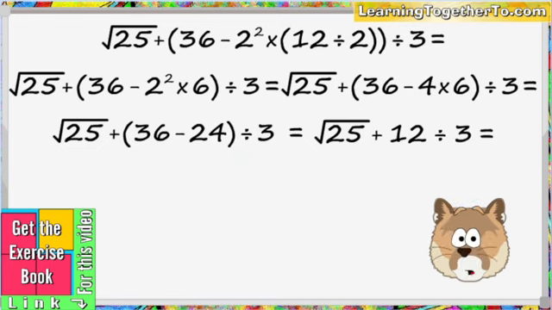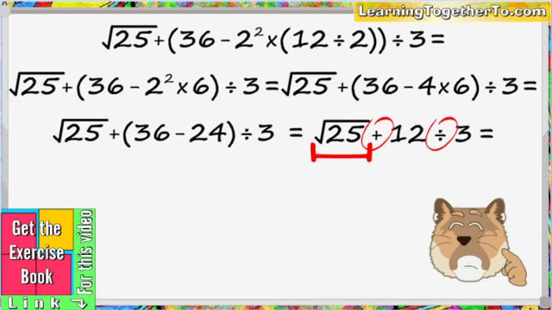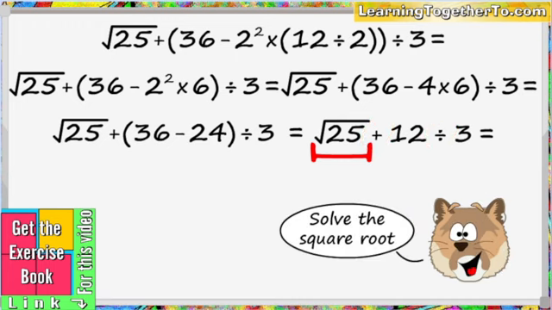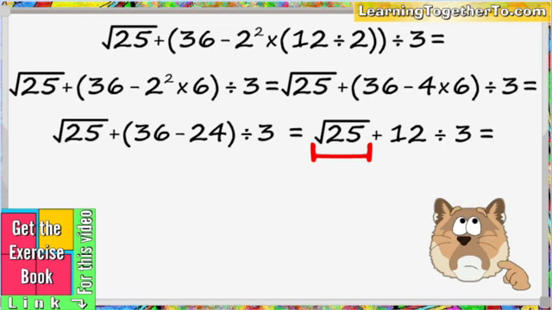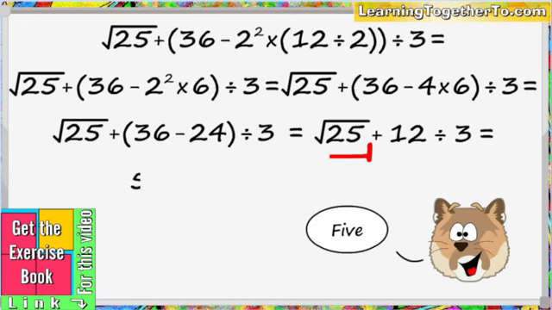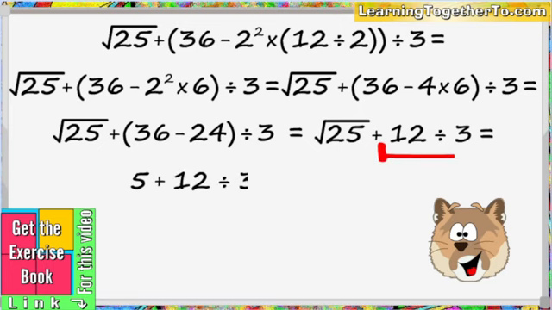Peter, now we have 3 options. Do we solve the square root first? Or do we add first? Or do we divide first? Solve the square root. Very good, Peter. The square root of 25 is equal to 5. Great job, Peter. Let's complete the statement.